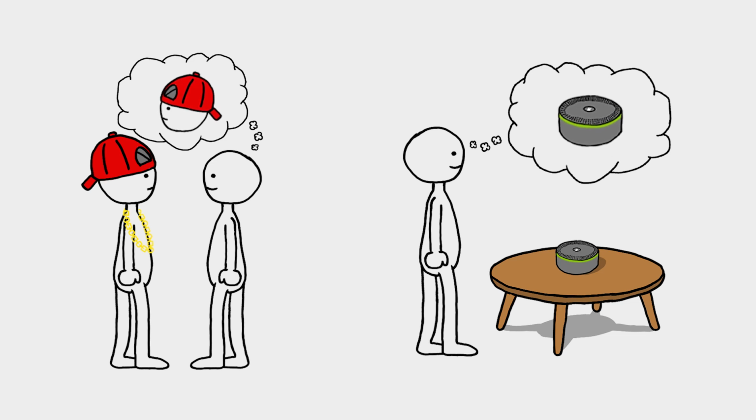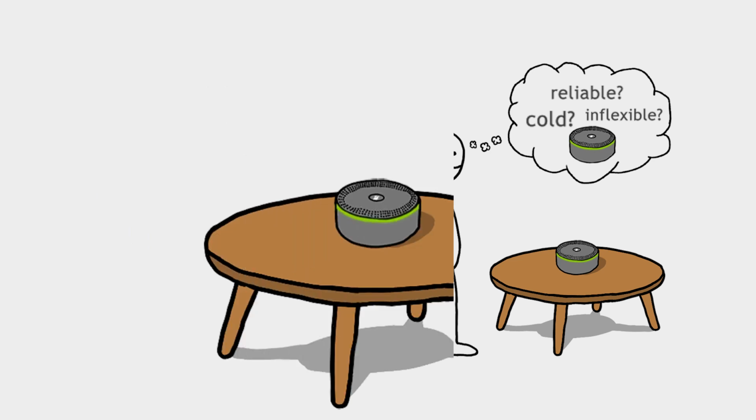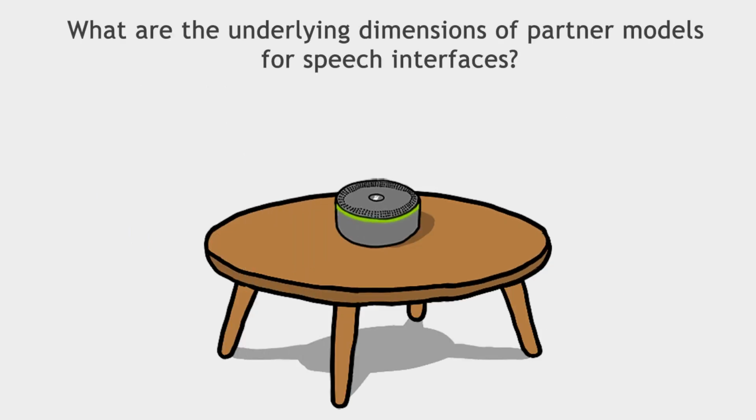However, whilst research has consistently identified an important role for partner models in dialogue, we don't really know what these models consist of. With a specific focus on non-embodied speech agents, our research asks, what are the underlying dimensions of partner models for speech interfaces?